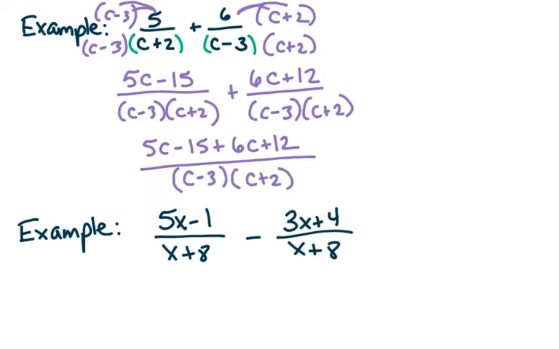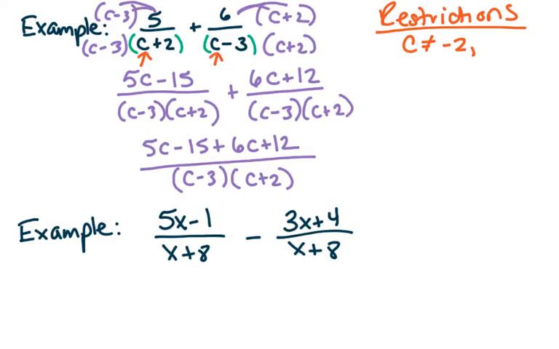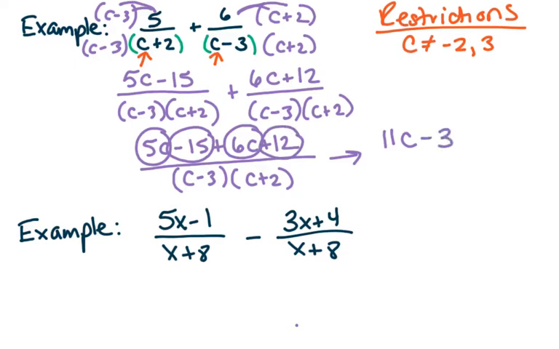Oh, you know what I forgot? Our restriction. So let me just go back. And so a negative 2 would make that a 0 on the bottom, and a 3 would make that a 0 on the bottom. Okay, so now I'm going to keep going. I'm going to combine my like terms. So 5c and 6c is 11c. Negative 15 and a positive 12 is negative 3 over c minus 3 and c plus 2.